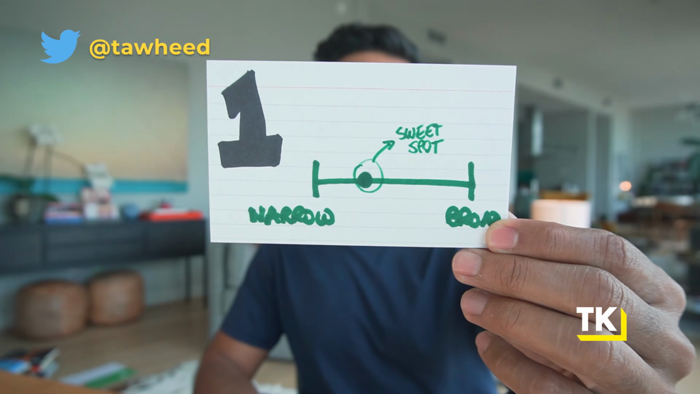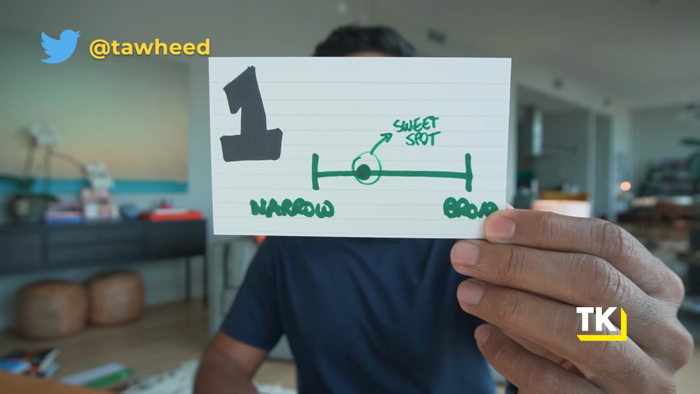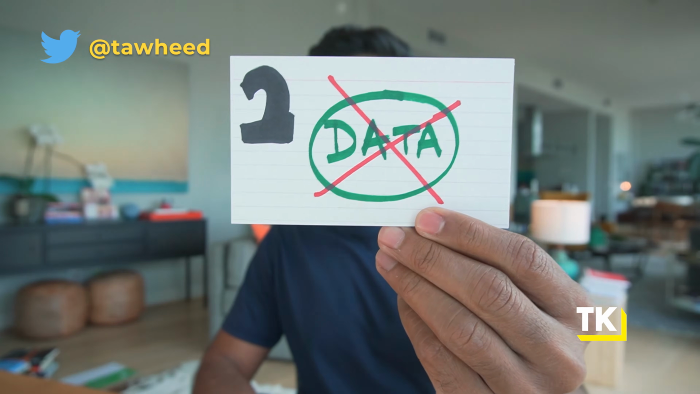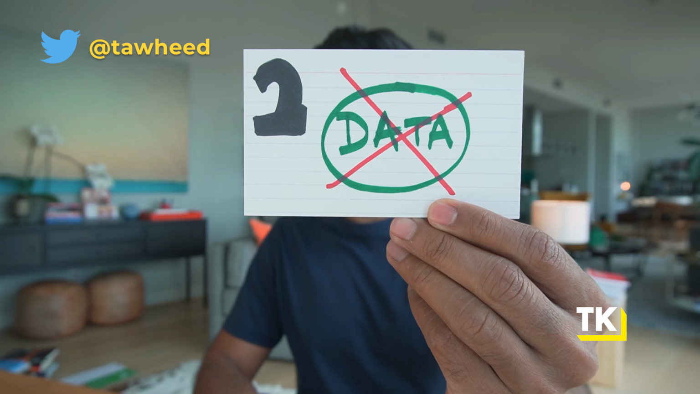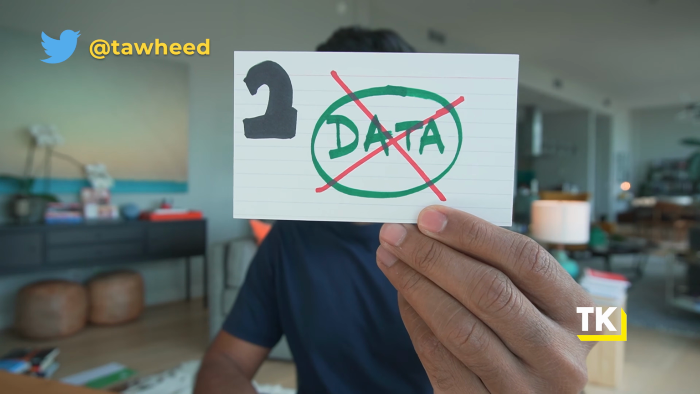And so to recap, if you're building an ideal customer profile, make sure you don't make mistake number 1, which is you don't spend time figuring out the sweet spot of how narrow versus broad you should go. Make sure that you're using data. You're not ignoring the data and you're really thinking about building an ICP that is backed by real data.